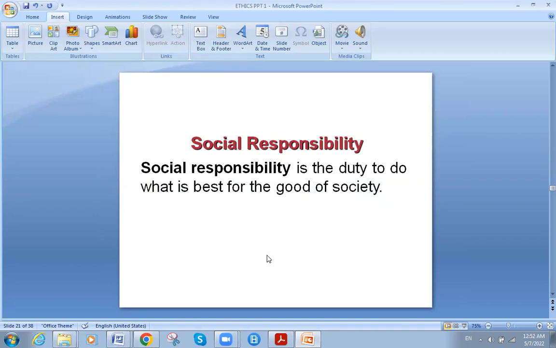For example, a clean environment. I have to contribute to a clean environment. I have to produce ozone friendly or environment friendly products, green products. I have to reduce the emission of carbon dioxide. I have to increase the employment rate and decrease the unemployment rate. These are what we call the social responsibilities.